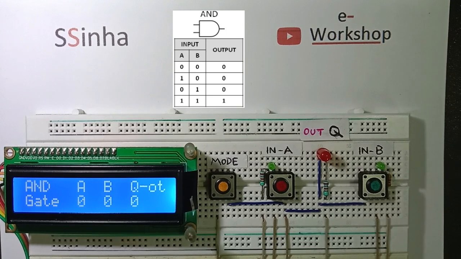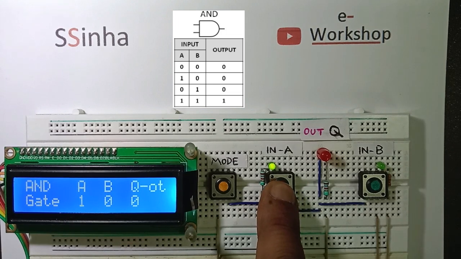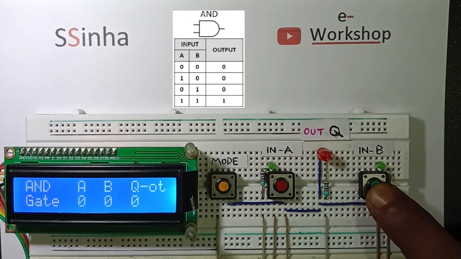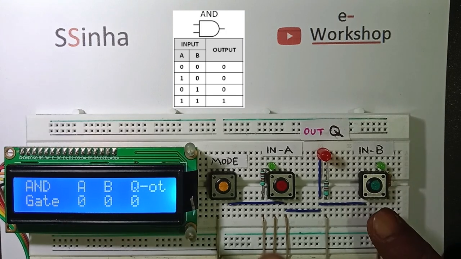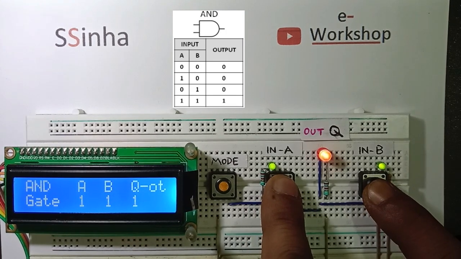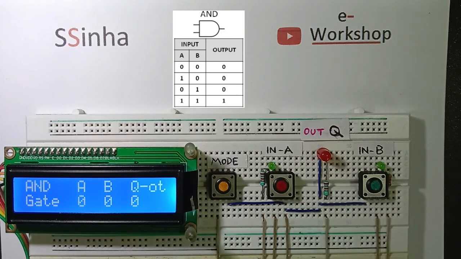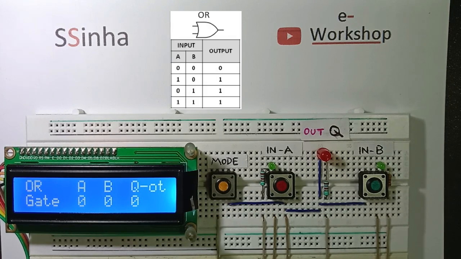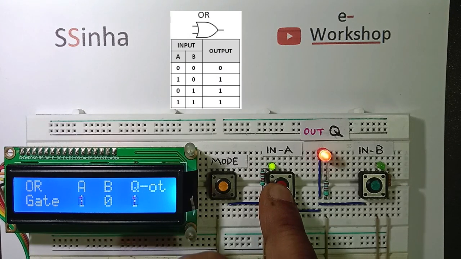This is the AND gate. Here output is high only if both inputs are high. This is the OR gate. Here output is high when either or both inputs are high.